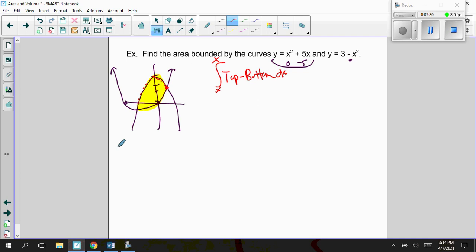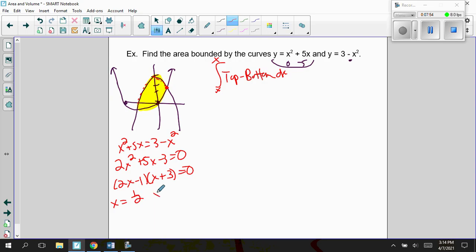I'm going to start by finding my bounds. So I've got x squared plus 5x equals 3 minus x squared. Moving that all over, 2x squared plus 5x minus 3 equals 0. I'm hoping I can factor that. Let's see, plus 3 minus 1. So my intercepts are a half and -3. Okay, so I've got -3 to a half.